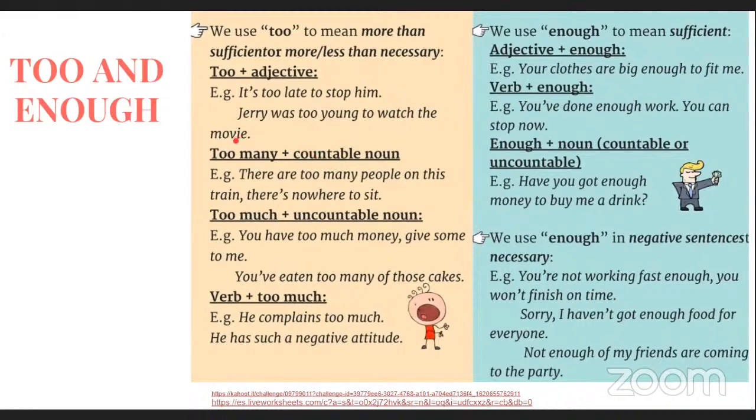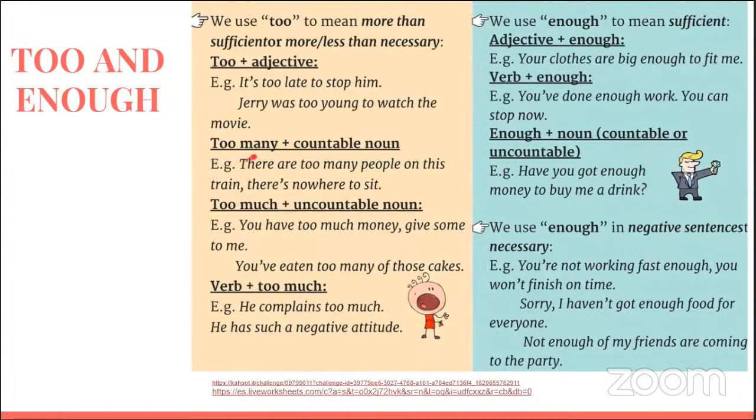Also, you can use too followed by many and a countable noun. As you know, many is only used for countable nouns. For example, here we have an example given. Please, can you read this example? There are too many people on this train. There's nowhere to sit. Yes, as you see here, we are using many followed by a countable noun, people. Here, too much followed by an uncountable noun. Please, can you read this example?